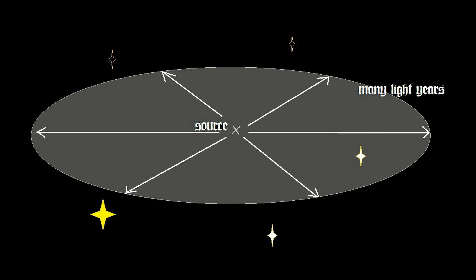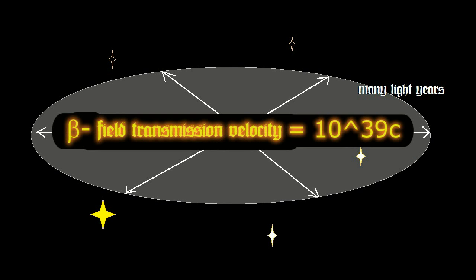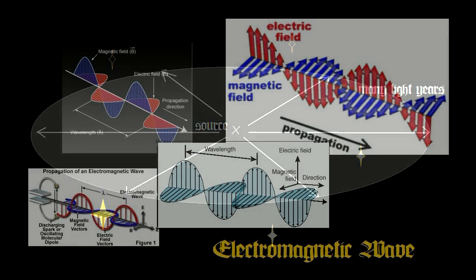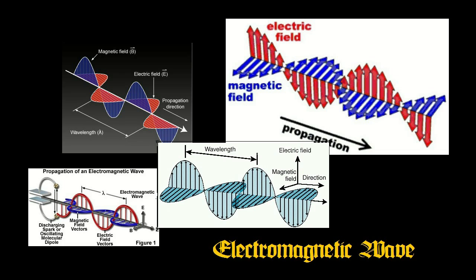Since the transmission velocity in the beta field is 10 to the 39th times light velocity, doing all this, even from across the universe, takes no more time than it takes for light to cross the diameter of a proton. It's roughly the same as the standard model, except for the linearly localized waveform.